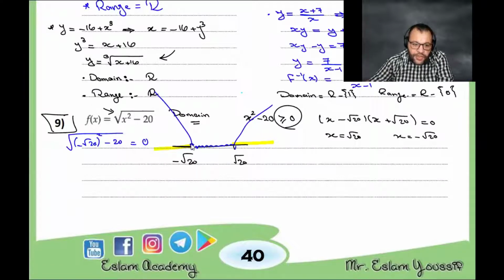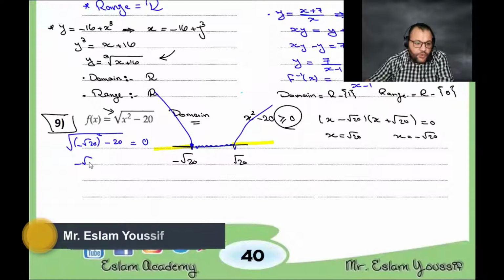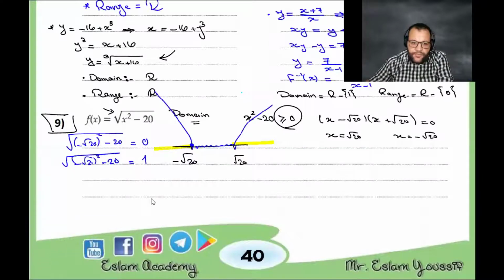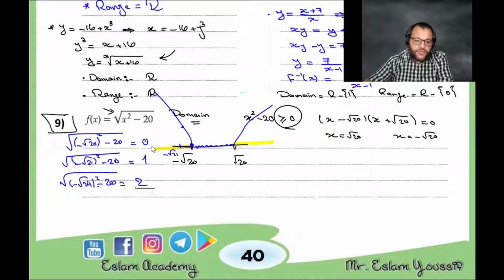So the lowest number here will be 0. If you choose any other number, it will be more than 0. Suppose that we say negative root 21, all to the power 2, minus 20, under the square root. So the answer now will be 1. So negative root 21 gives 1. If you go again to the left, like negative root 24 to the power 2 minus 20, you'll find that the answer will be 2. So for negative root 24, the answer will be 2. You understand it? So that's from the graph.